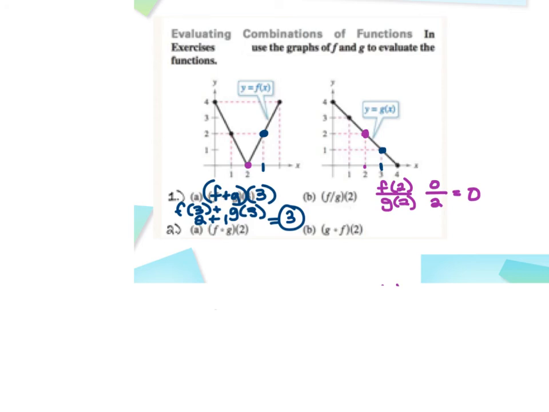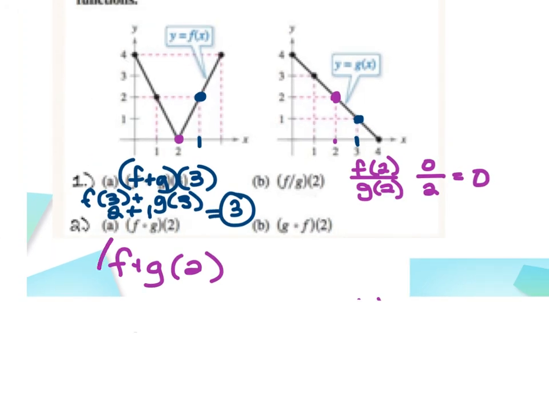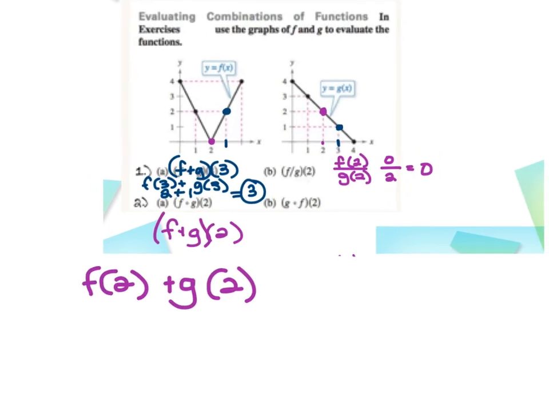Okay, so then 2a says f plus g of 2. So I'm doing f of 2 plus g of 2. What's f of 2? 0. What's g of 2? 2. Add them together, you get 2.